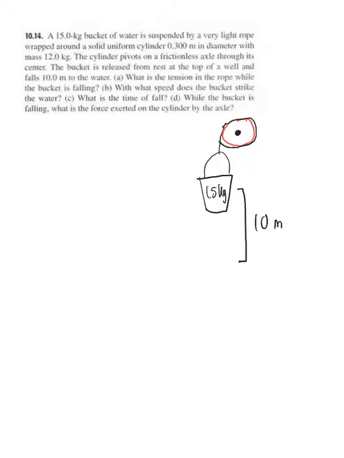For 10.14, we're going to have a 15 kilogram bucket of water. So here's our bucket. It's 15 kilograms. It's going to have a light rope that's wrapped around a solid cylinder here. It's wrapped around there. That's going to be held in place by some kind of point there. And this thing is going to go downward and it's going to fall 10 meters. I know the scale of that is terrible.